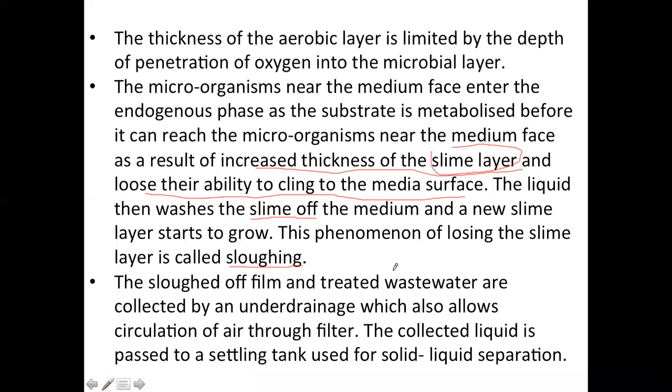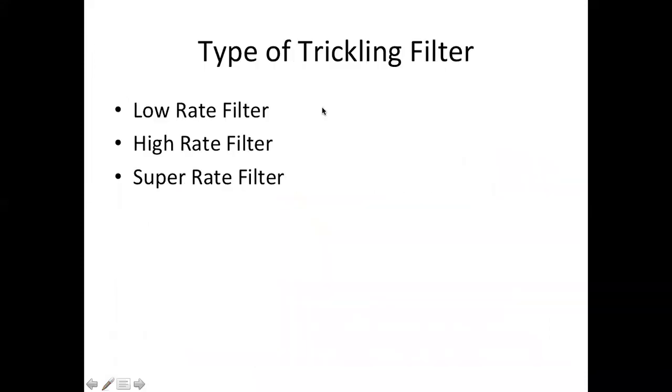Along with the trickling filter, secondary sedimentation is used to separate out the suspended solids generated in the biological process. As for types of trickling filter, there are normally three types defined here: low rate filter, high rate filter, and super rate filter. As is clear from the names of all these three filters, the difference is in their rate of filtration.